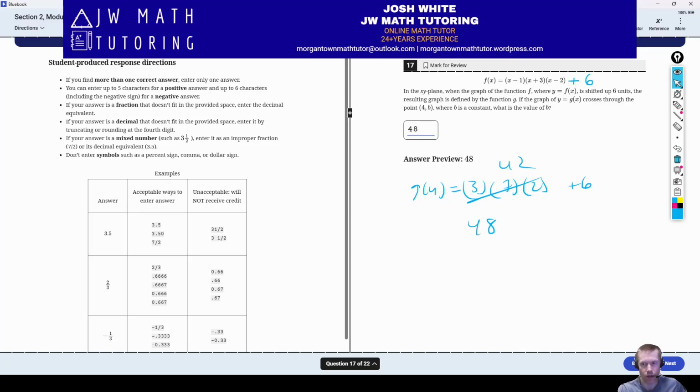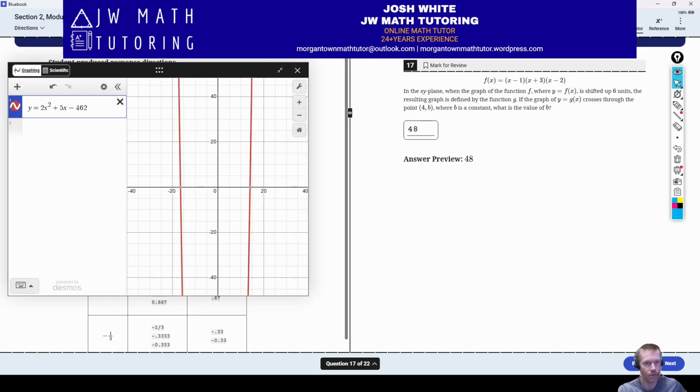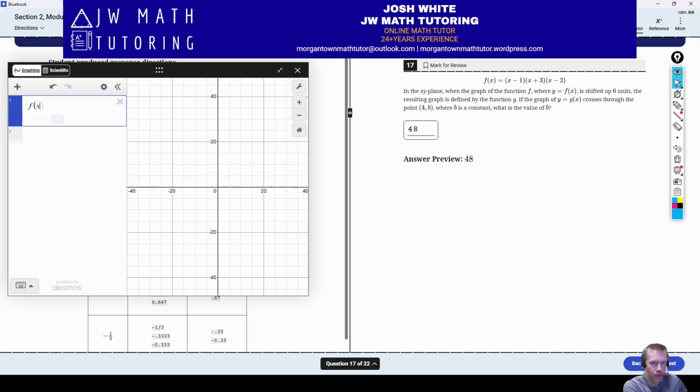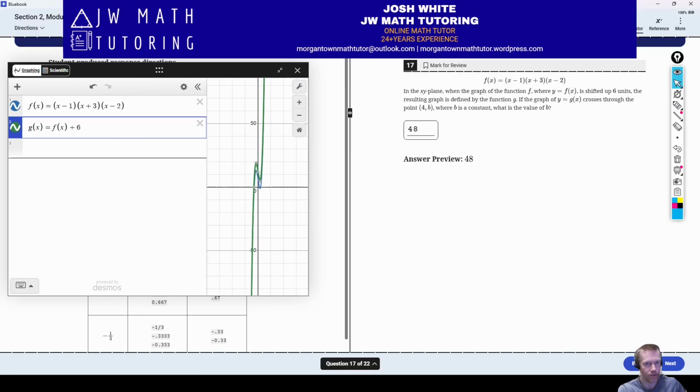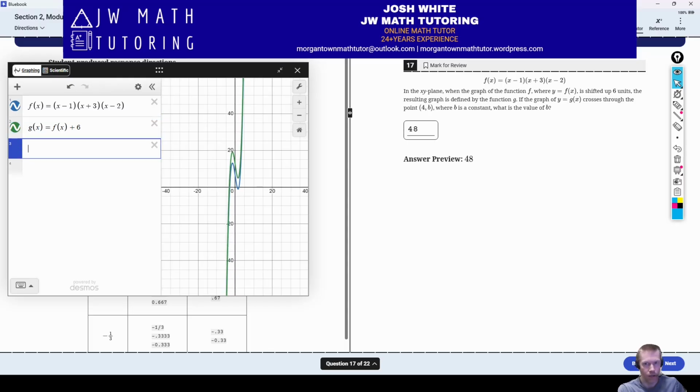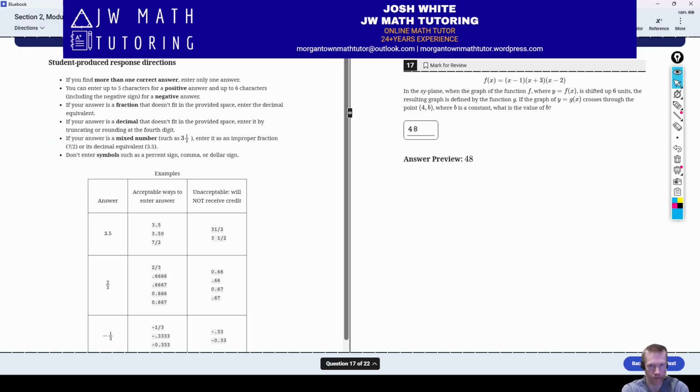But you can also do this entire problem in Desmos. So step 1, type in the original function. Step 2, type in the translated function, which is the original function shifted up 6 units, so we put a plus 6 outside the parentheses. Just make sure we can see the whole thing. Okay, step 3, g(4). What is it equal to? 48. There's our answer. Took me about 30 seconds just to type everything in.